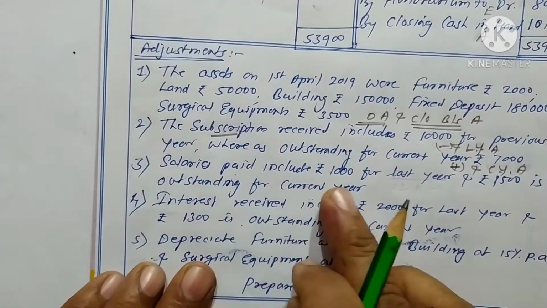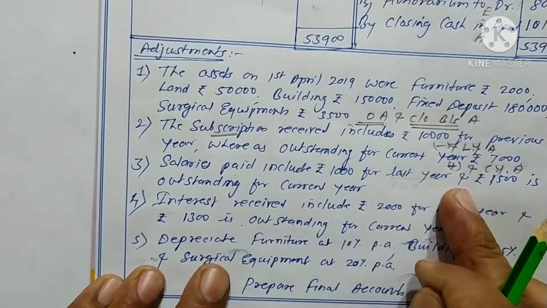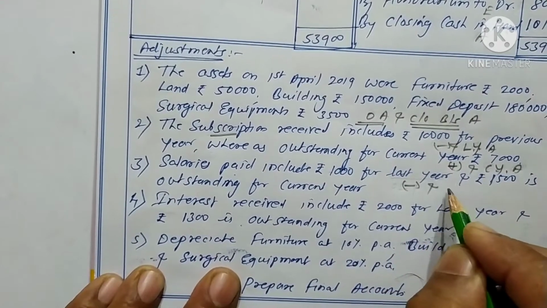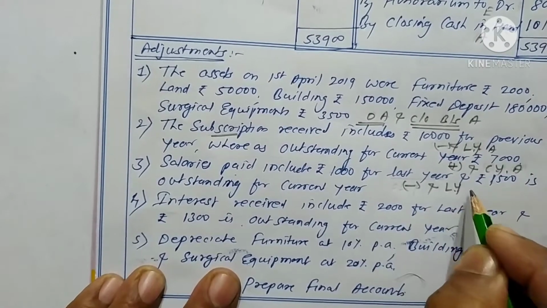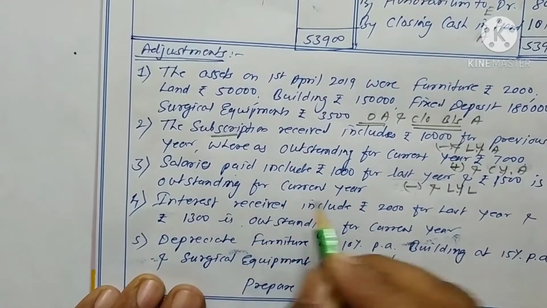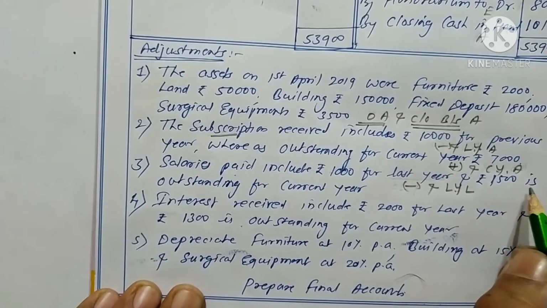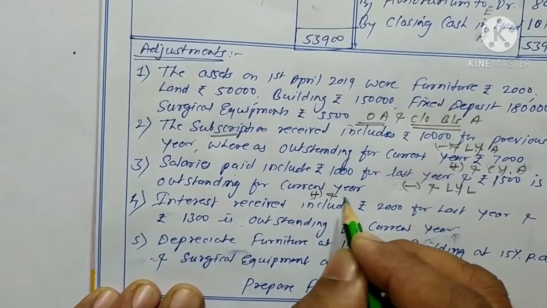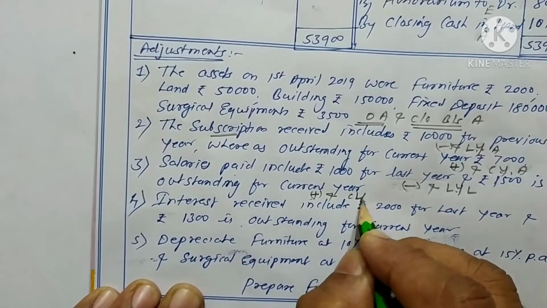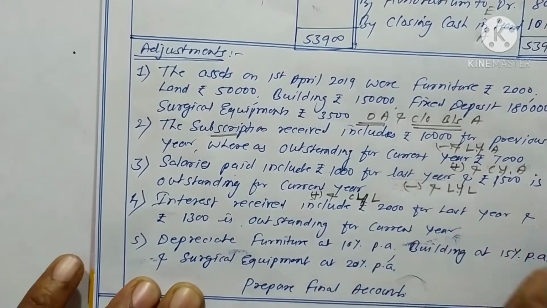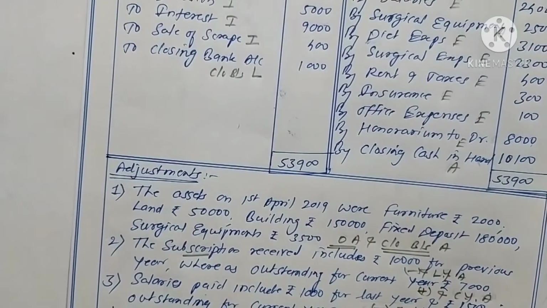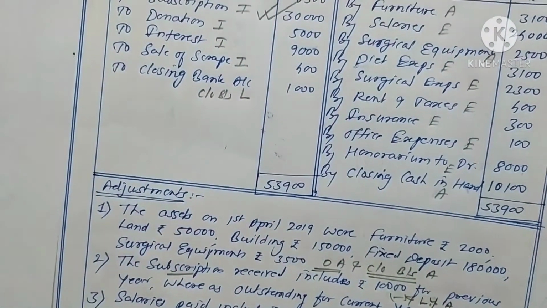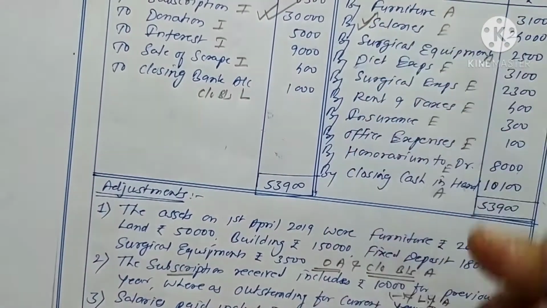Now salary paid includes rupees 1,000 for last year. It is to be deducted from the salary account, and second effect is paid last year, liability side. And rupees 1,500 is outstanding for the current year. It is to be added in the salary account, and second effect is current year, liability side. Okay, we have to take out the subscriptions first. Second, double tick is there. Now salary, here also double tick is there.